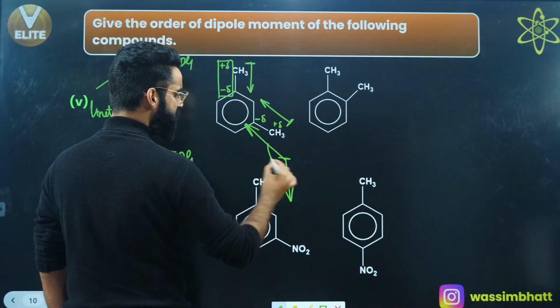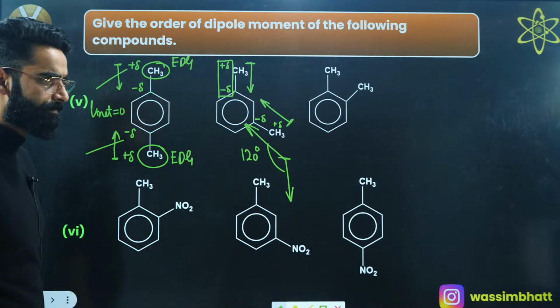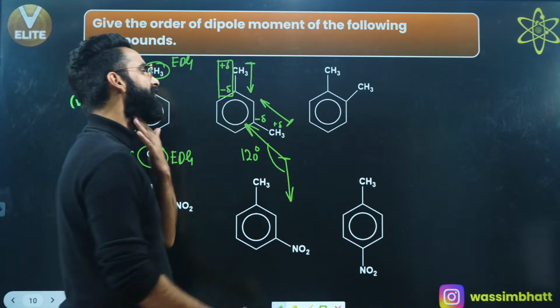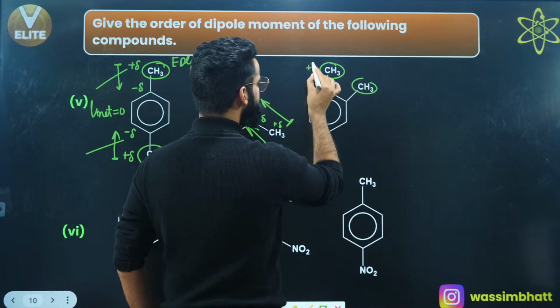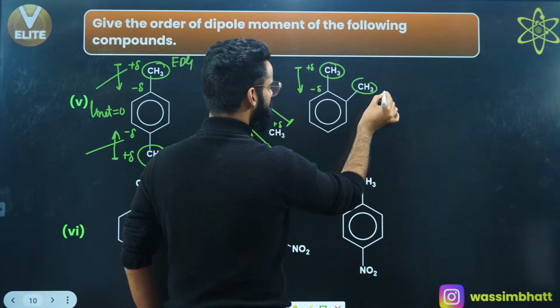What is the angle between the two? The angle between these two vectors is around 120 degrees, right? If I talk about this one, it is electron donating, so delta positive, delta negative. The direction of dipole moment is from positive to negative.